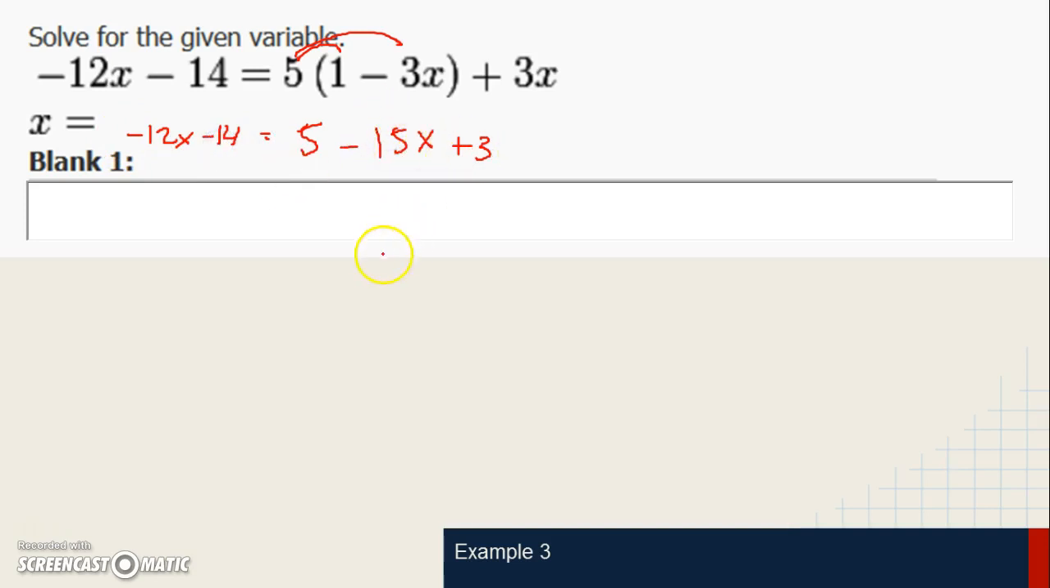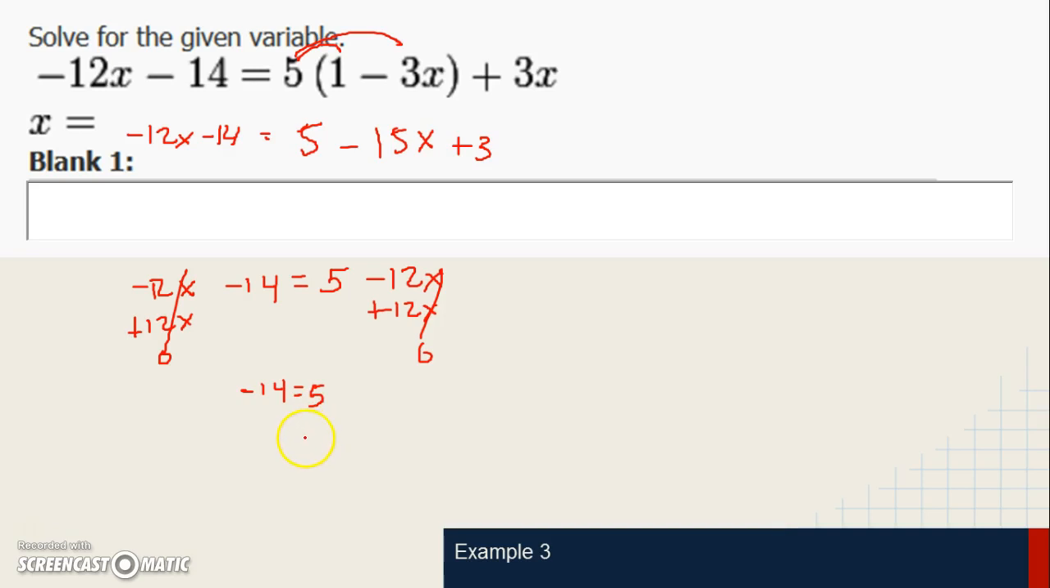Negative 15x plus 3x is negative 12x. I still have my 5. That equals negative 12x minus 14. I choose the larger side. Negative 12x and negative 12x are the same. There's not a larger side, so it doesn't matter where I add it from. So plus 12x, plus 12x. This is 0. This is also 0. And I'm left with negative 14 equals 5.